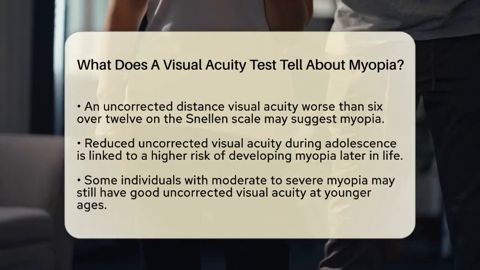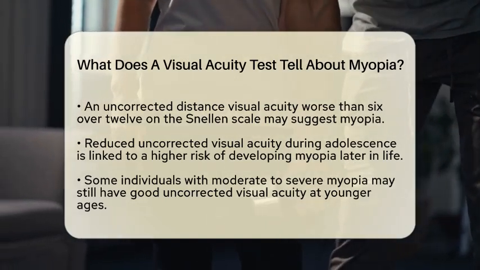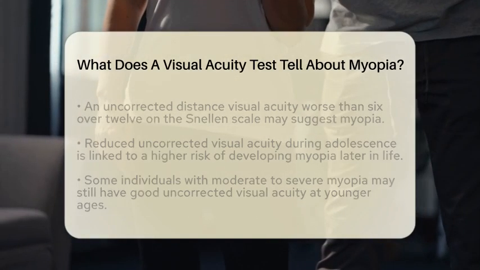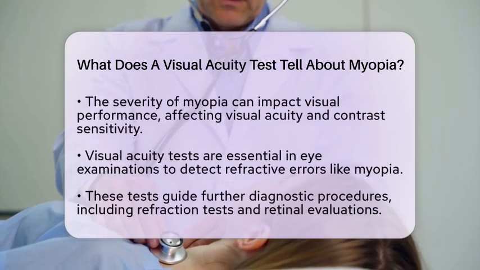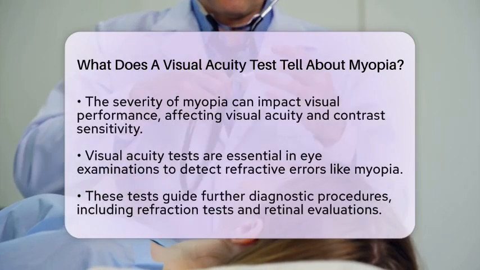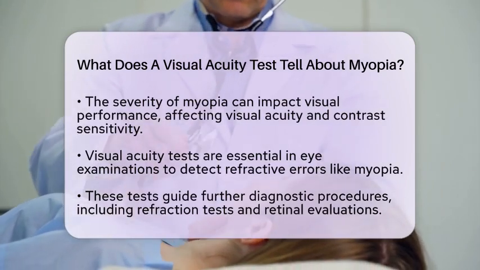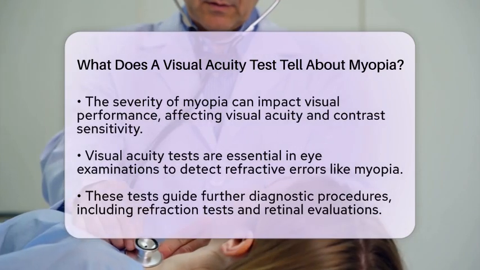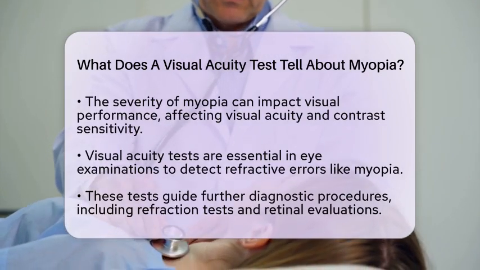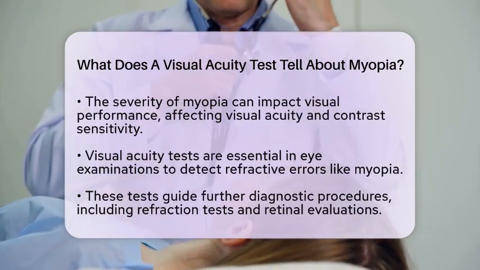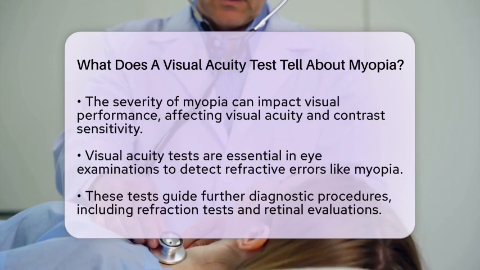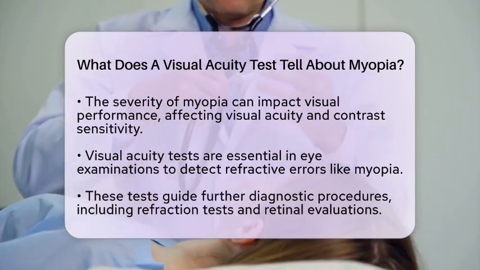The severity of myopia can also affect visual performance. High myopia is often associated with more significant reductions in visual acuity and contrast sensitivity, impacting overall visual function beyond just sharpness of vision. Therefore, while a visual acuity test can help assess how myopia affects your vision, it does not provide a complete picture of your visual quality.